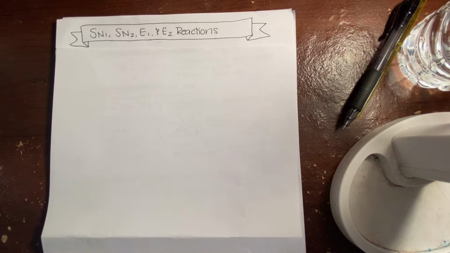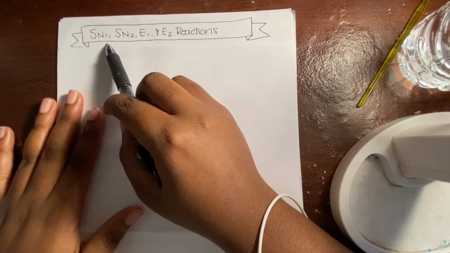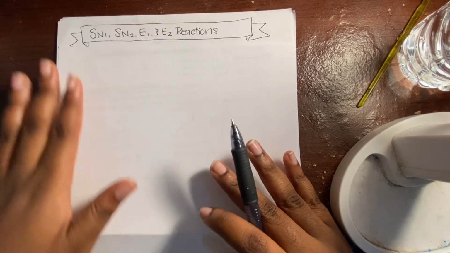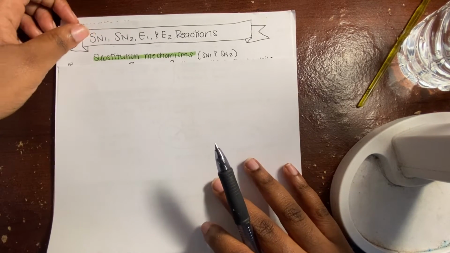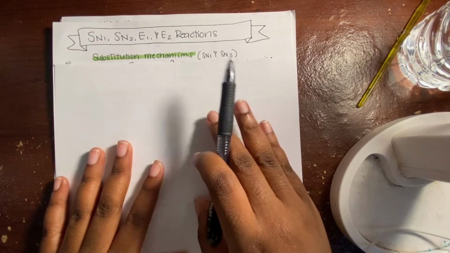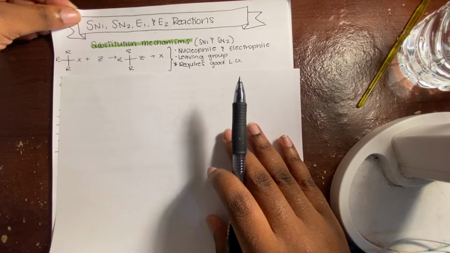Okay, so today we're going to be covering 4 types of reaction mechanisms, that being the Sn1, Sn2, E1, and E2 reaction mechanisms. Okay, getting right into it, we're going to start with the substitution mechanisms, which is your Sn1 and your Sn2. And just a general overview of a substitution reaction.